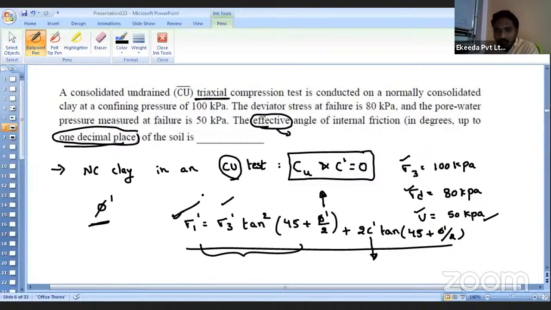So it is not only mandatory to remember this equation, but also, if it is a triaxial test, we have to understand the types of test and the types of samples and their properties. Then only we can do the questions. Even if we simply memorize this equation, if we don't know that this is equal to 0, then we cannot obtain any solution. That is the heart of the problem.